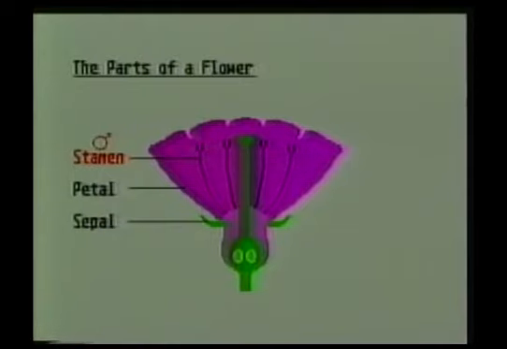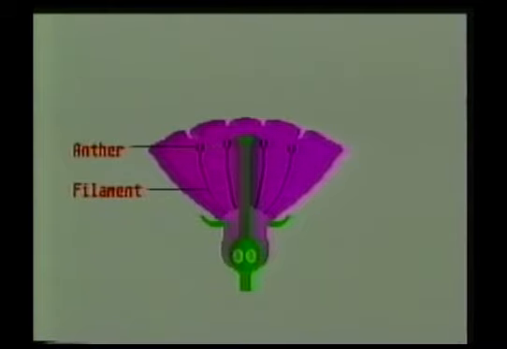The stamen is the male reproductive structure. The stamen consists of two distinctive parts. The anther is the swollen head. It produces pollen grains which contain the male sex cell or gamete. The anther is supported by a long, thin filament.